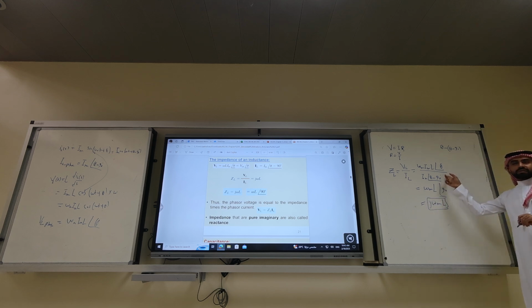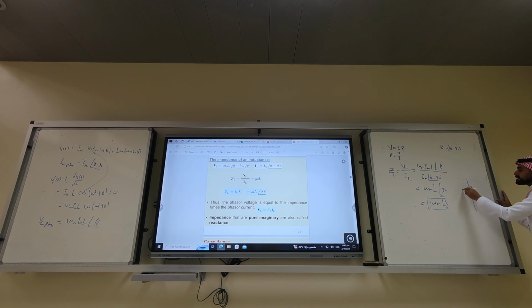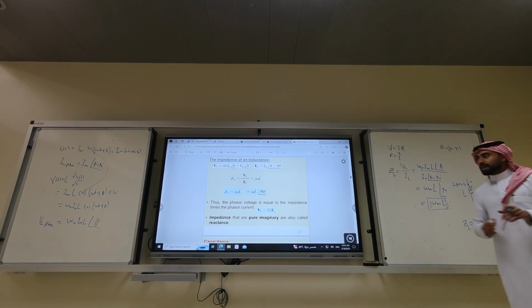Now you don't have to derive it every time. From now on, the impedance of an inductor L, that has a current IL, which is IM angle theta minus 90, and a voltage drop of omega M IM L angle theta, the impedance of L is nothing but J times omega M times L, where omega M is 2 pi F sub M. We'll explain it with an example.